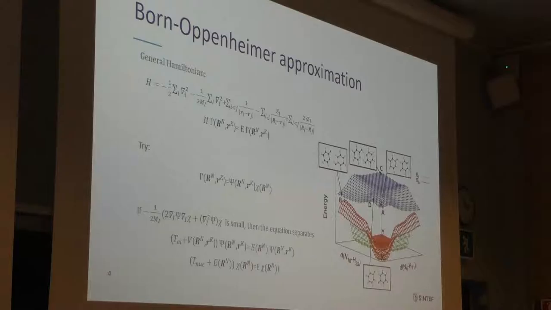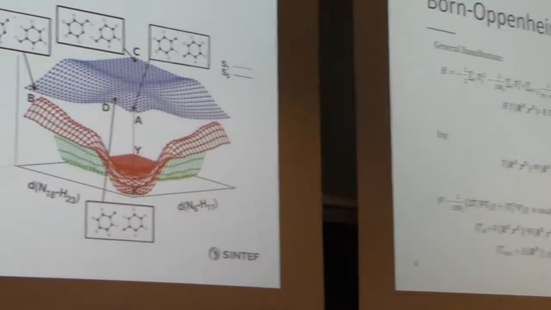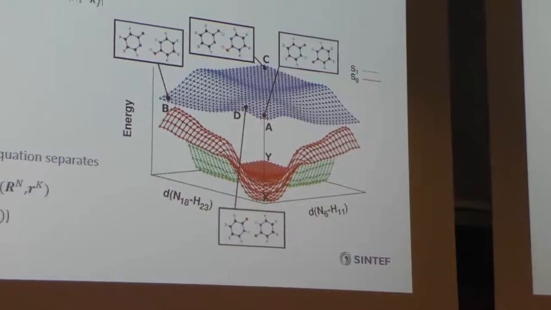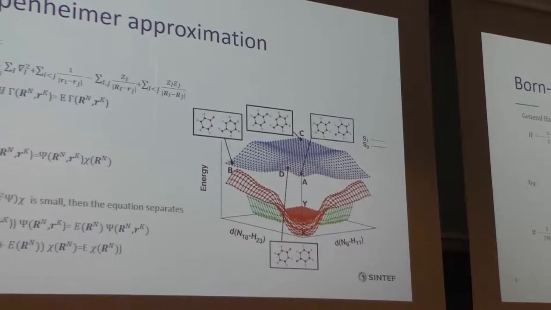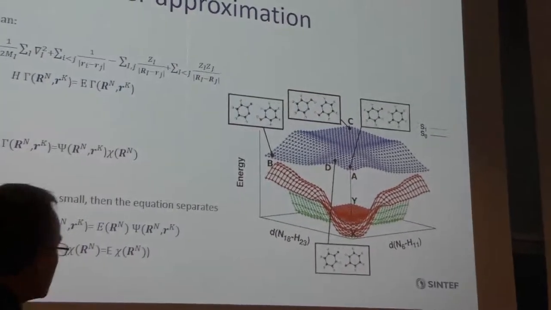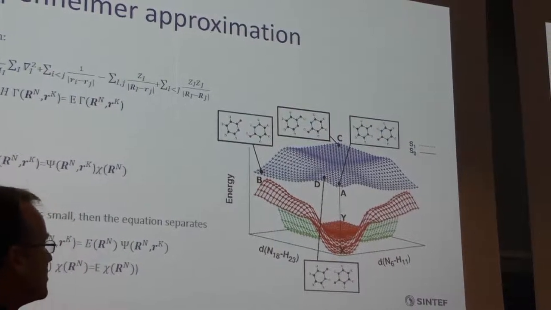And the only cases where they actually jump from one state to the other is either if they get excited by an electromagnetic field, or if this approximation doesn't hold. So for instance, if there are two points where they get very close, then in many cases these derivatives will no longer be small, and then you can get what is known as surface hopping between the two surfaces. I will come back to that towards the end of the talk.